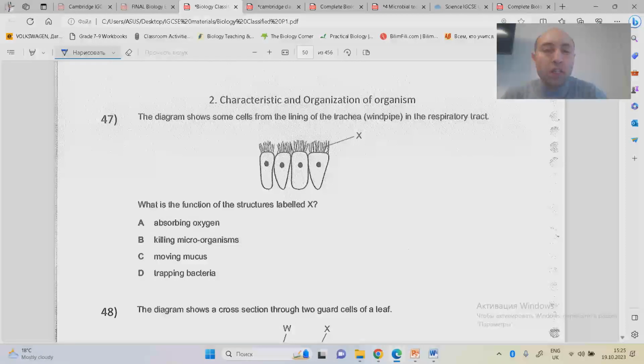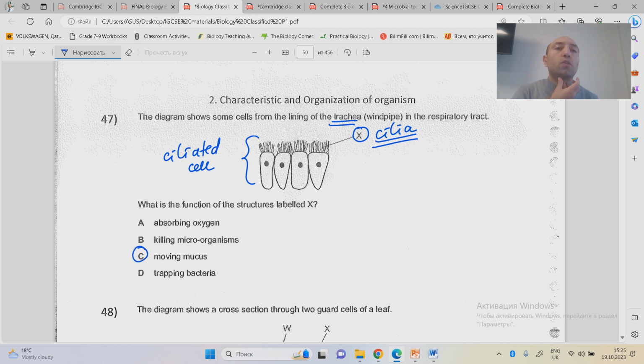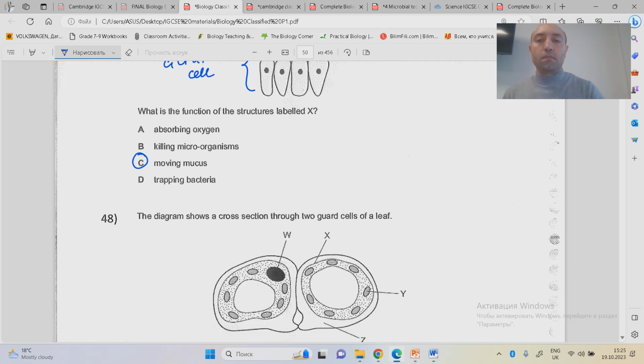What is the function of structures labeled X? First of all, you must know that structures labeled as X are known as cilia. And this cell is known as ciliated cell. Where we can find, mostly we can find them in windpipe or in the trachea. What is the function they are saying? You know that the function of cilia is to carry mucus, guys. It carries the mucus towards mouth. So it moves from trachea towards mouth and carries them, as we said, to the mouth.